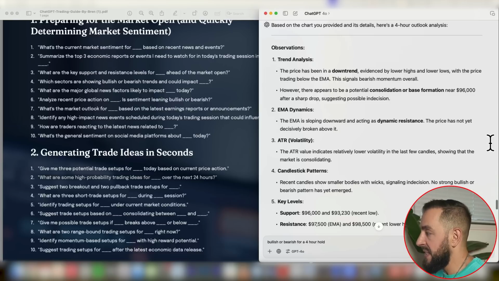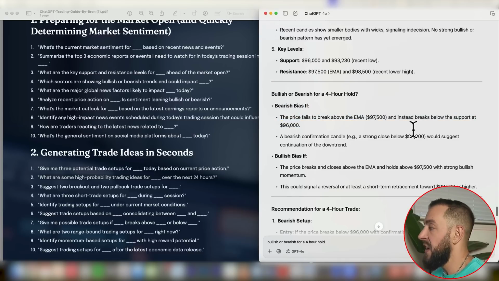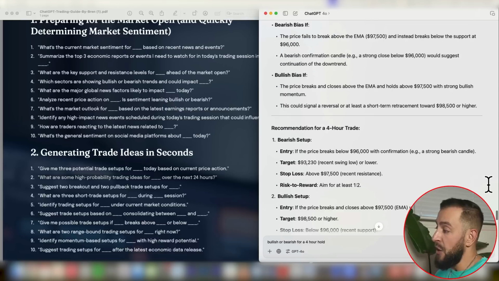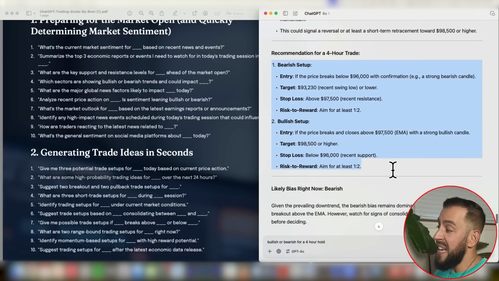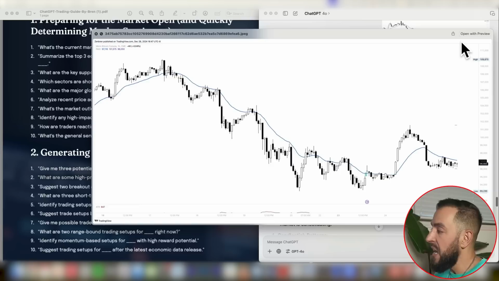Okay. So let's see. Bearish if the price fails to break above the EMA, which would be 97,500. A bearish confirmation candle would suggest continuation of the downtrend. Bullish bias if the price breaks and closes above the EMA. And here's the recommendation. Bearish setup, bullish setup. So interesting, gave us both, and it's telling us that the likely bias right now is likely bearish. So why is it saying that it's likely bearish? Because we're below the EMA, so we don't have confirmation of a move up yet, which makes sense.